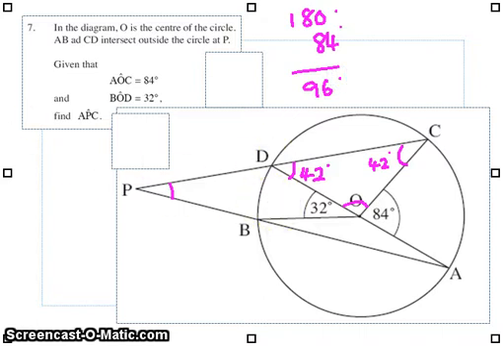If you can see, we actually probably could have spotted that right from the very beginning. In fact, just write 96 degrees there. We've got a straight line here, 84 plus 96 makes the 180 degrees required. So there are different ways around all of these different problems.